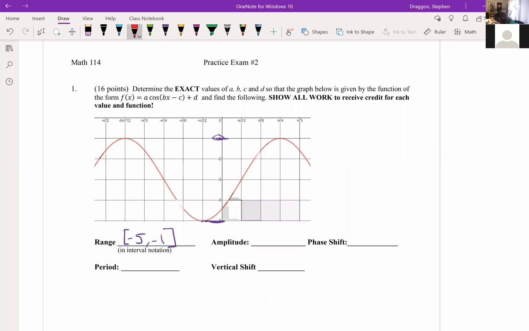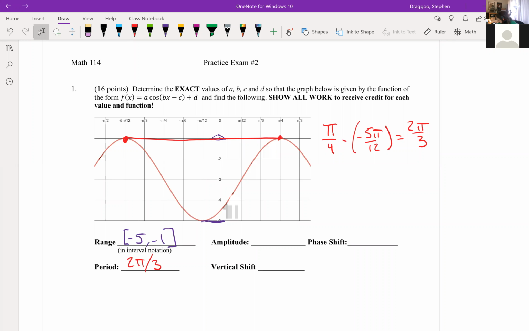Next, we want to get that period. Look at the distance between these 2 points. So pi over 4 minus -5 pi over 12. I believe that works out to 2 pi over 3. That'll be 3 pi over 12 plus 5 pi over 12. 8 pi over 12 is 2 pi over 3. So 2 pi over 3.